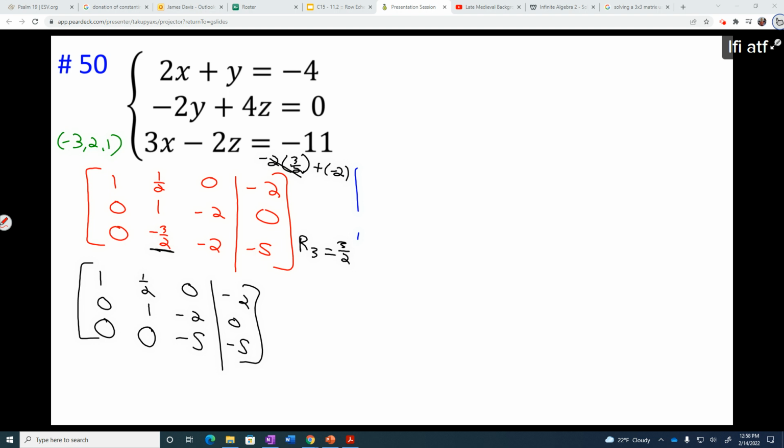Last step is to change this to a 1. Change that to a 1. So how do we change that to a 1? Yeah, multiply by negative 1/5. So we say R3 is negative 1/5 R3. And this multiplied by the reciprocal. So we'll keep the top 2 rows. And then we just multiply these all by negative 1/5. This is 0, this is 0. This becomes positive 1, and that becomes positive 1.